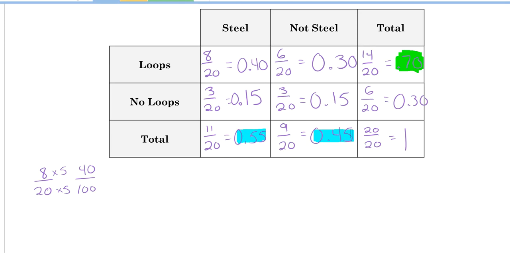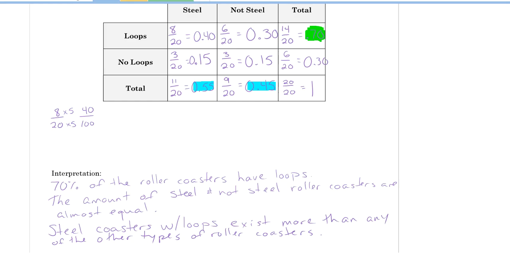We could also say that of the roller coasters with no loops, there's an equal amount of steel and not steel coasters. We could say 40% of the roller coasters in this park have loops and are made of steel. So again, there's a lot of different statements that we could say looking at this data and comparing it. So go ahead right now, take a minute, write one down that you notice, and then we will come back together and share our answers.